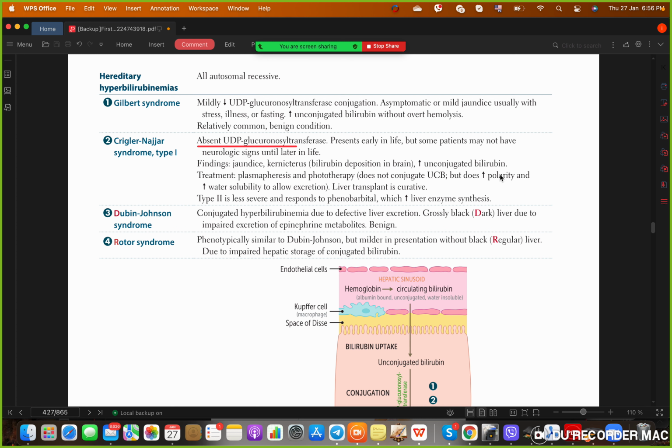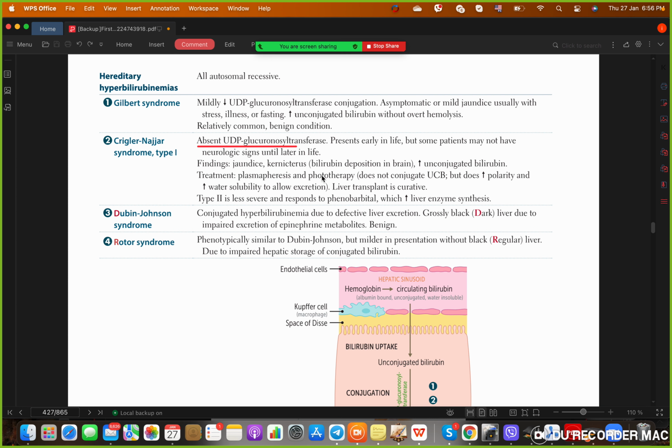Guys, do you think these patients will live without a treatment? Can they live? Yep, absolutely wrong. They die. They have a 100% risk of death if you don't treat them. Okay? You must treat them. Well, how can I treat them? The treatment is plasmapheresis, which takes the bilirubin out, also with phototherapy.